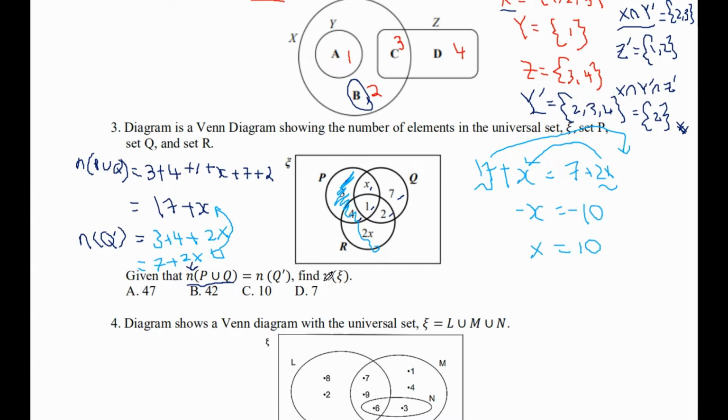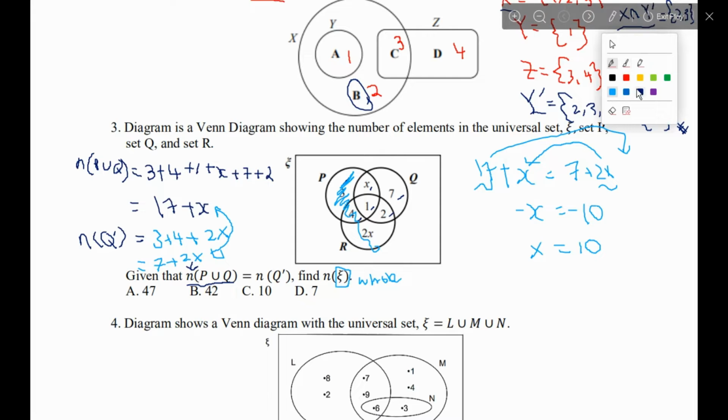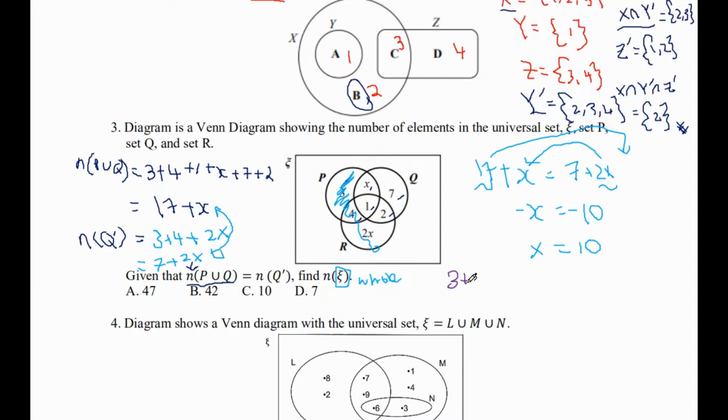The question asks us to find the number of elements for the universal set. Universal set means the whole. This whole set, so we have to add all the numbers here. So the answer will be 3 plus x. X we have found, x equals 10. So plus 10 plus 7 plus 2 plus 1 plus 4 plus 2 plus 1 plus 4 and then plus 2x. So x equals 10, so 2x will be 20. So this will be 47. Answer is A.